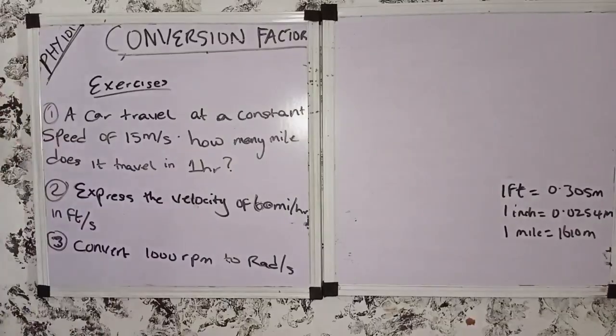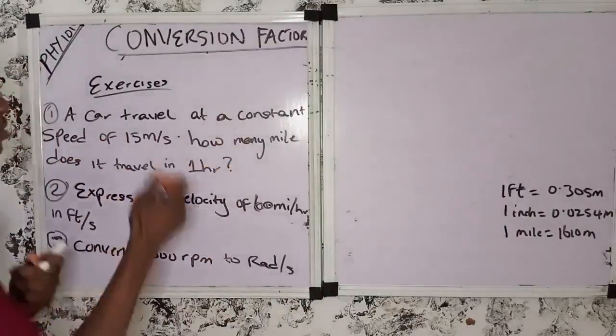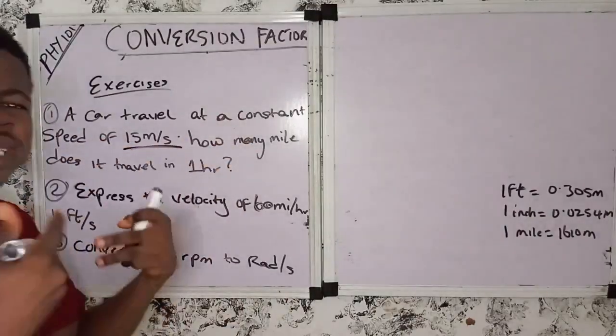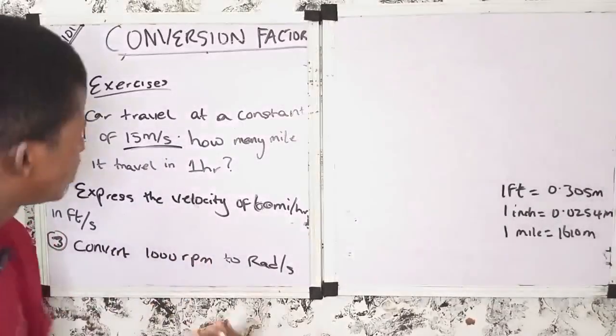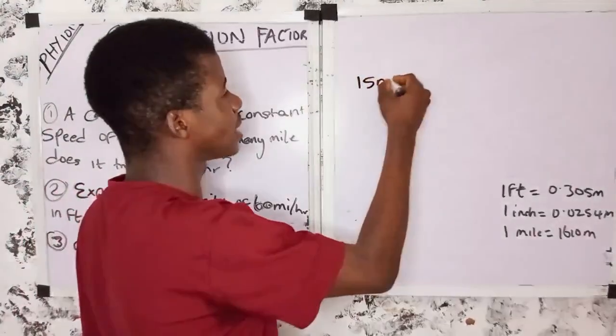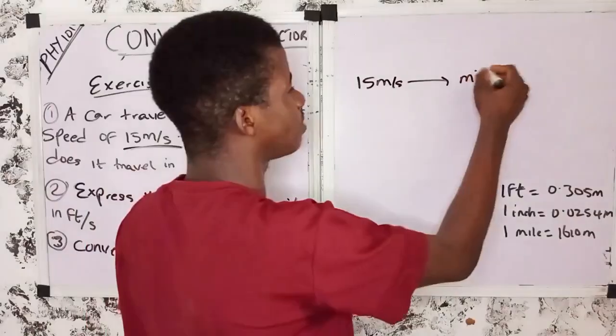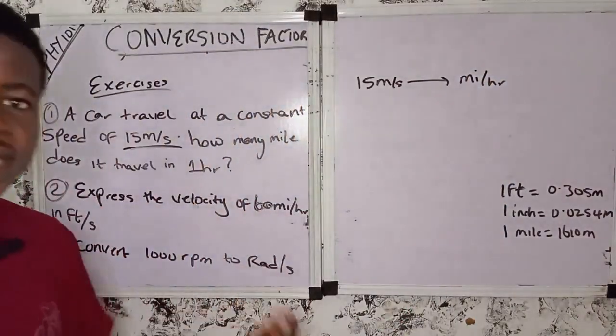Okay, now look at the question. They say a car travels at a constant speed of 15 meters per second. How many miles does it travel in 1 hour? It's just easy. What are they telling you to do? They're telling you to convert from 15 meters per second to mile per hour. So that is what they are just telling you to do. Okay? So it's very easy.